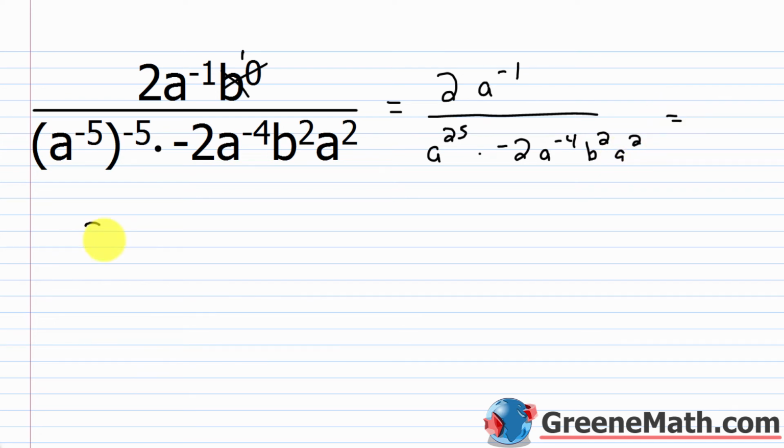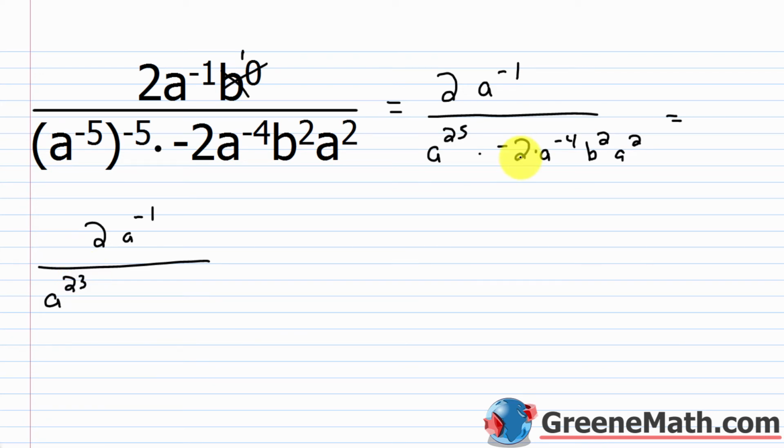So let me write 2a to the power of negative 1 over. I have a to the power of 25, I have a to the power of negative 4, and I have a squared. So keep a the same and just add those exponents. 25 plus negative 4 is 21. 21 plus 2 is 23. So I'll have a to the power of 23 there.